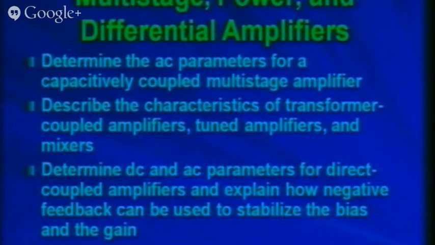Determine DC and AC parameters for direct coupled amplifiers and explain how negative feedback can be used to stabilize the bias and the gain. So the first part is applying, the next would again be the understanding part. Then compute DC and AC parameters for a class A power amplifier and describe operation along the AC load line. Compute: if I actually give them the values to compute DC and AC parameters for a power amplifier and they do that, it is application. But if I only give a numerical, it is an understanding level.